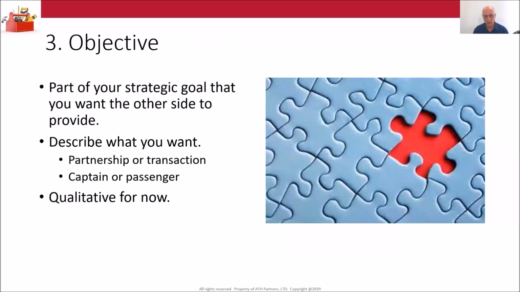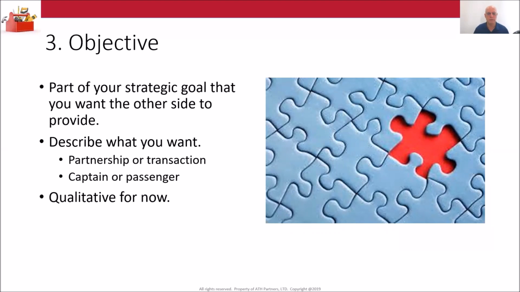Now we're going to round out our strategy section by looking at specific objectives. The objective is the part of the deal, the part of your strategic goal, that you want from the person that you're going to be sitting across the table from. This is the piece of the puzzle that is missing, that you want the other side to provide. So with objective, you are describing what you want in a specific transaction from a specific person. It is the piece of the puzzle.